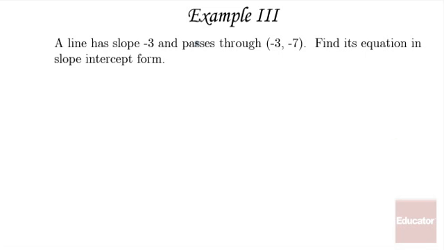Example 3. A line has a slope of -3 and passes through (-3, -7). Find its equation in slope-intercept form. So it's telling me that the line has a slope of -3, and if I think about my form, slope-intercept form, y equals mx plus b, I know that m equals -3. In order to write it in slope-intercept form, though, I also need to know b.